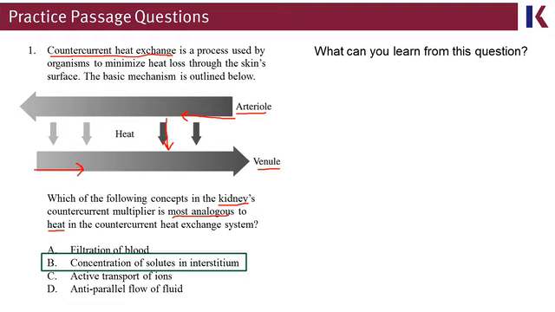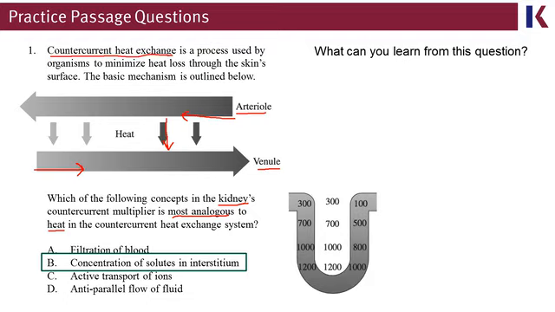If you take the diagram from this question and rotate it 90 degrees, it looks an awful lot like the loop of Henle from the passage. In both cases, the body is taking 2 tubes with fluid moving in opposite directions and putting them next to each other. And in both cases, that system allows the body to get more of something it wants in the right place. In the case of the heat exchange system, it gets heat in the interior of the body. And in the case of the kidney's countercurrent multiplier system, it gets concentration of solutes into the adrenal medulla.